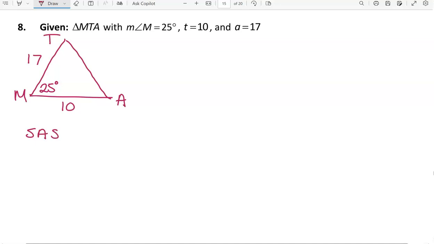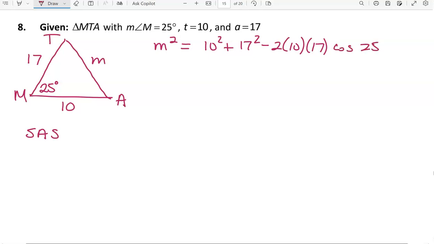In that case, we're going to be using the law of cosines, and when we use the law of cosines, that involves 3 sides and an angle, so m, the unknown side, will be one of the things that we solve for, and that'll be the first thing. So m squared is equal to 10 squared plus 17 squared minus 2 times 10 times 17 times the cosine of the angle opposite m, which is 25 degrees.